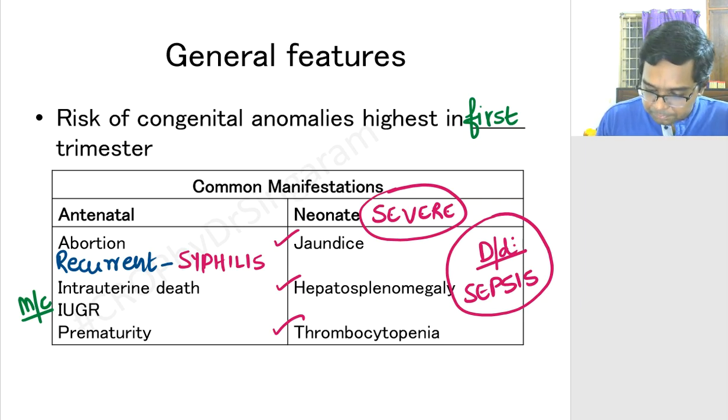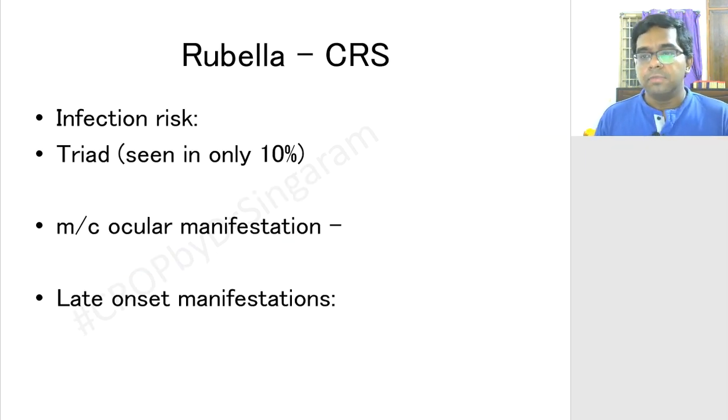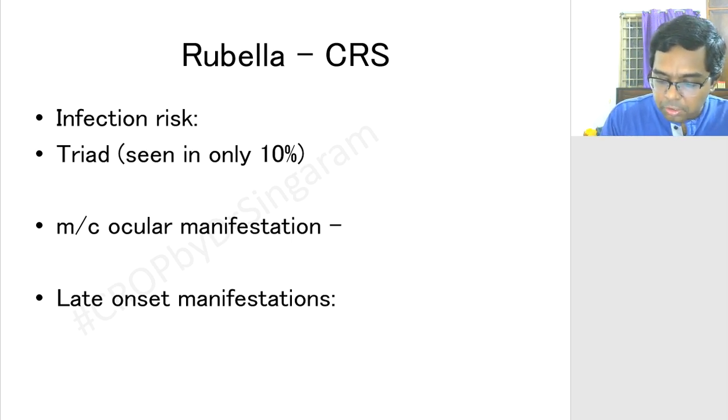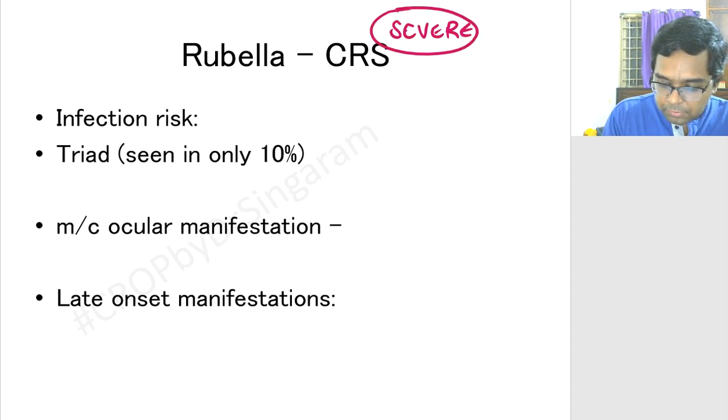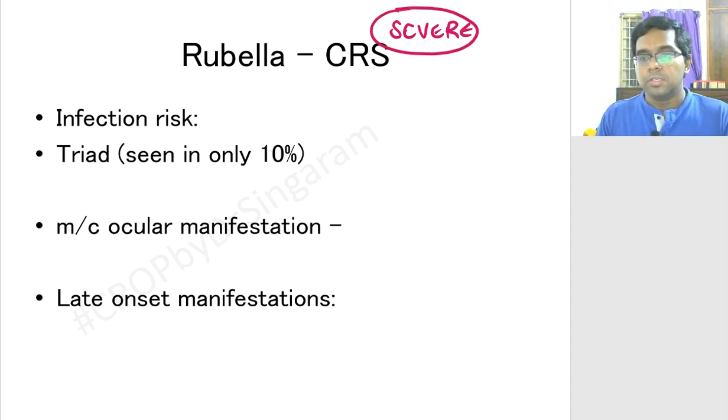Okay. Now, having seen the common features of intrauterine infection, let us now look at individual infections. Right. Now, rubella or congenital rubella syndrome. CRS stands for congenital rubella syndrome. Why I have taken that up first is because congenital rubella syndrome is supposed to be the most severe among all the TORCH infections. This is also one more important MCQ for you to remember. Okay, right. Now, talking about rubella, when is the infection risk high?